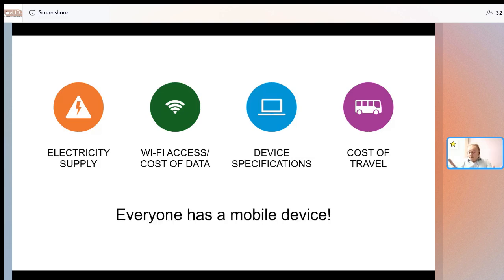But the reality is, and this is the good news, virtually everybody I've ever met in the entire world has a mobile device in their pocket. It may not be the latest high-end Samsung or iPhone, but they have a mobile device, which means there is an opportunity here to work with people to do that. And that's exactly what we did.